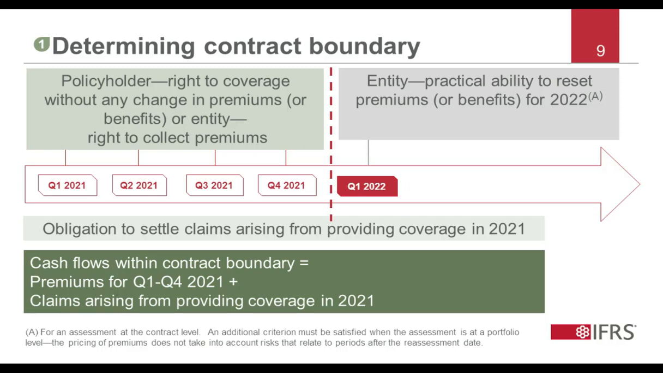If an entity assesses a contract boundary for a portfolio of contracts instead of an individual contract, it also needs to consider whether the price does not take into account the risks that relate to future periods. So based on the example in this slide, the cash flows within the contract boundary are, firstly, the premiums for the 4 quarters of 2021 and the claims and benefits arising from those premiums, which may occur after 2021. The contract boundary is reassessed at each reporting date and therefore may change over time for some contracts.